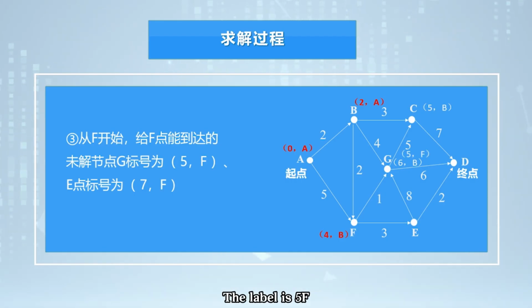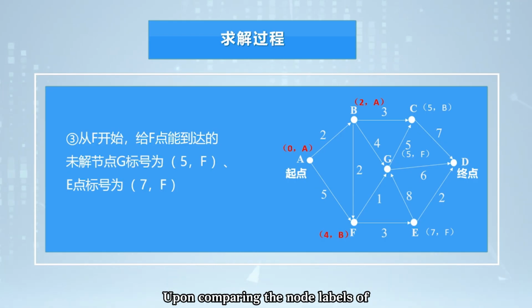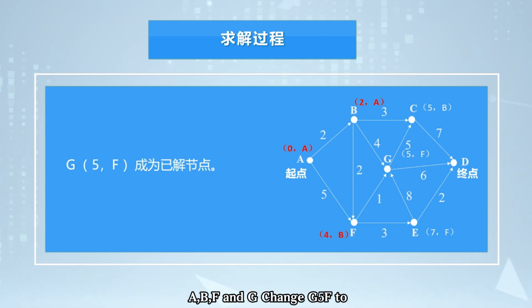Starting from point F, give the unsolved point G that can be reached from point F the label 5F. E is labeled 7F. G also has another label, 6B; of the two labels of G, retain the smaller distance, 5F. Comparing the node labels of C, G, and E, the shortest path is through A, B, F, and G, so change G5F to a solved node.